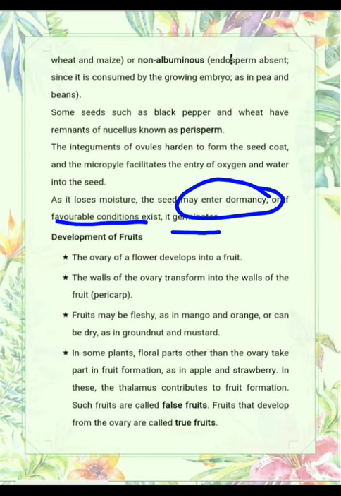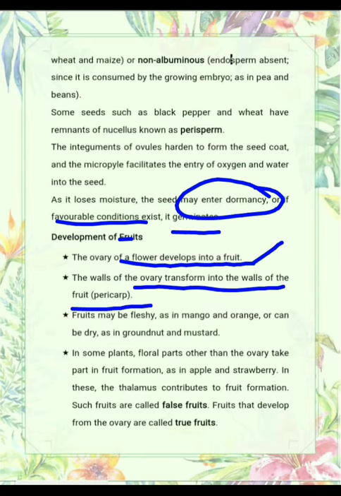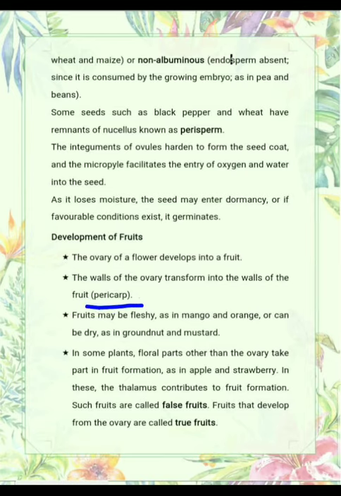Now comes the development of fruit. The ovary of a flower develops into a fruit. The ovary in which ovules are present. Ovules convert into seed and ovary converts into fruit. The walls of the ovary transform into the wall of the fruit, and that is known as pericarp. Don't confuse between these two terms, pericarp and perisperm. Perisperm is the persistent nucellus, or you can say remnants of nucellus, whereas pericarp is the outer covering of the fruit.